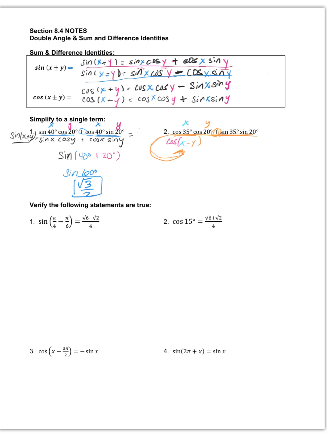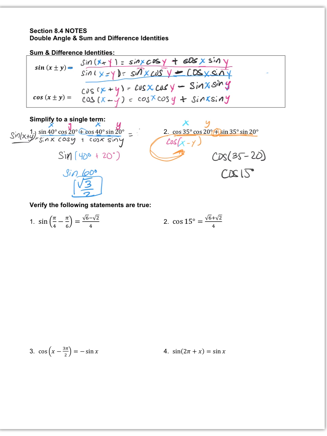start with originally. So if I know that x is 35 and y is 20, then I can put in here cosine x is 35 minus 20. So let's clean this up. Cosine 35 minus 20 is cosine of 15 degrees.